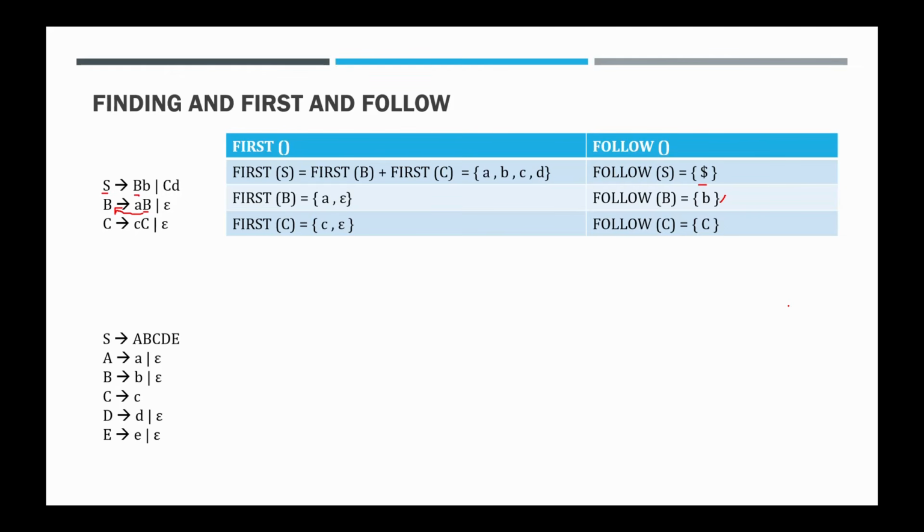Next one, what is the next non-terminal that we have? The C. Just go and search for the C here. The first production itself is having the non-terminal C. What is the next symbol that we have after C? It is non-terminal D. Just include that. Okay, that is terminal D.